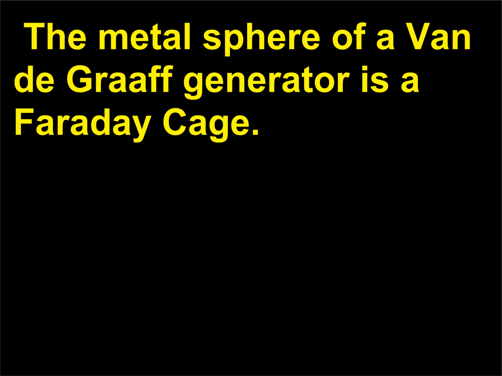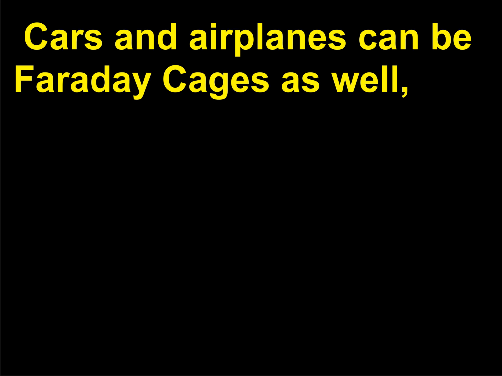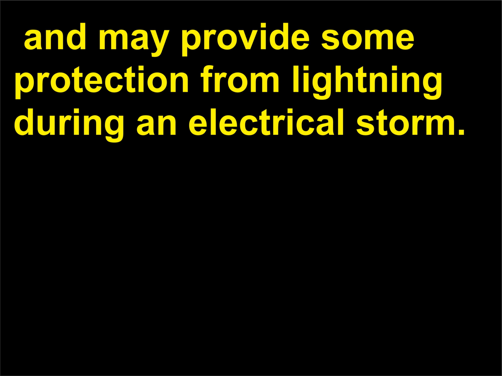The metal sphere of a Van de Graaff generator is a Faraday cage. Cars and airplanes can be Faraday cages as well, and may provide some protection from lightning during an electrical storm.